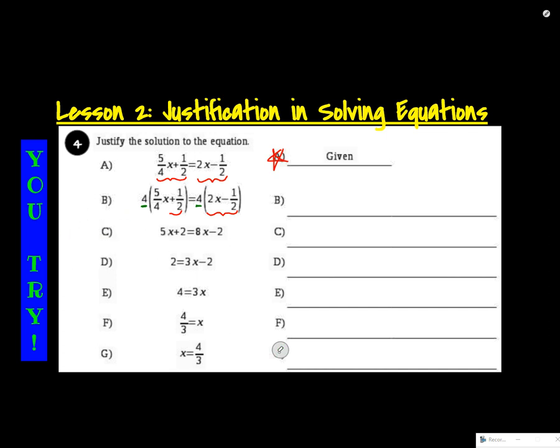And we're multiplying, ooh, the air conditioning kicked on. We're multiplying by the same value, right? We're multiplying both sides by 4. So this is the multiplication property of equality.